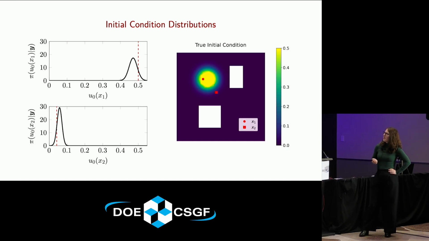So I've shown 2 points here just as an example, but I could do any point in space. This is my true initial condition. I've chosen 2 points here. The first one is this red circle up here. This is my final answer distribution over that initial condition at that point. The red dotted line tells me the true value, and this black curve is my distribution. Same for this point out here with lower initial condition over here. So we can tell that we're picking up more or less where the true value is, with some measure of how much uncertainty we have.